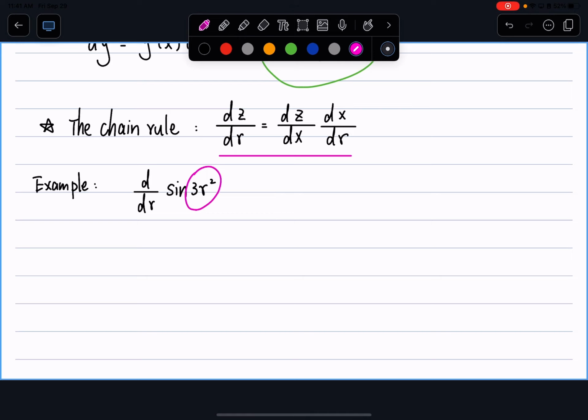For example, we don't know how to directly take the derivative of sine 3r squared, but we can define z equals sine 3r squared. So we have x equals 3r squared, and then z equals sine x. Both of these derivatives are easy to solve. And obviously, you can solve the derivative of sine 3r squared by using the chain rule. Try it out. You can find the answer and the walkthrough in our annotated notes.